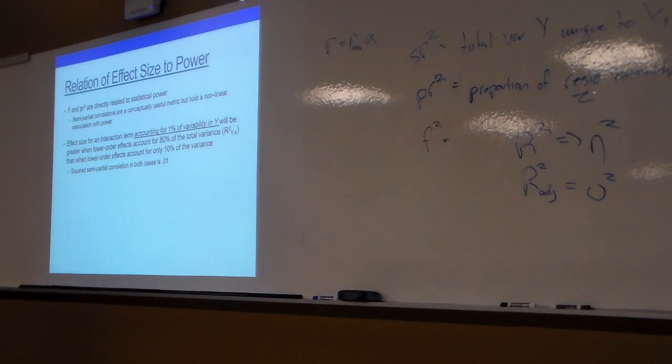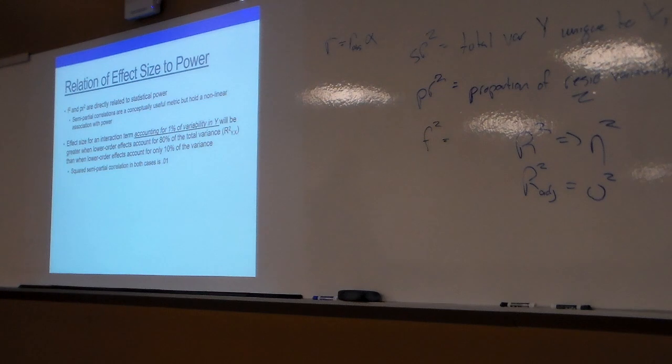And what we find here is that if I have an effect size for my interaction term, okay? My effect size for my interaction term accounts for 1% of the variability in Y, okay? So let's say section 3 right here represents 1% of the total variability in Y, right? So what's my squared semi-partial correlation going to be? 0.01, right?